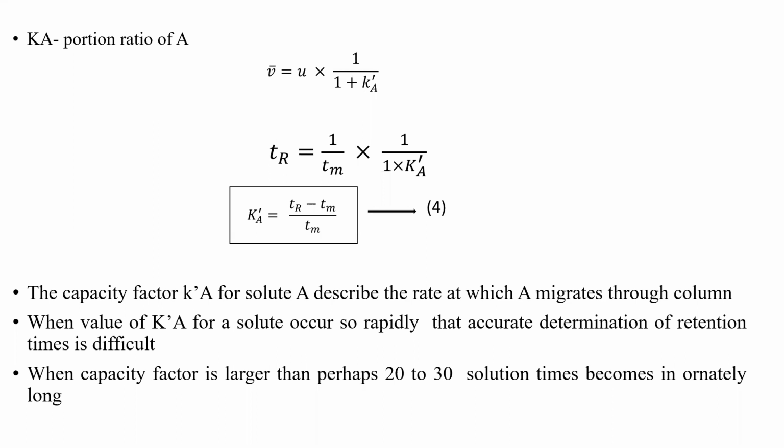Next, the capacity factor K dash A for solute A describes the rate at which A migrates through the column. When the value of K dash A is small, elution occurs so rapidly that accurate determination of retention time is difficult. When the capacity factor is larger than perhaps 20 to 30, elution times become inordinately long.